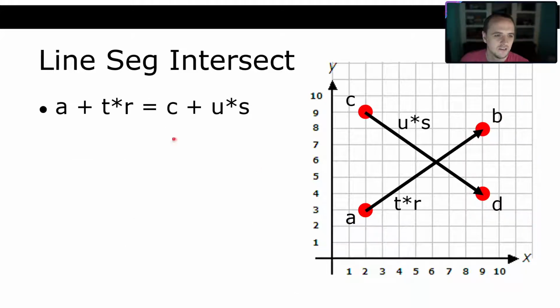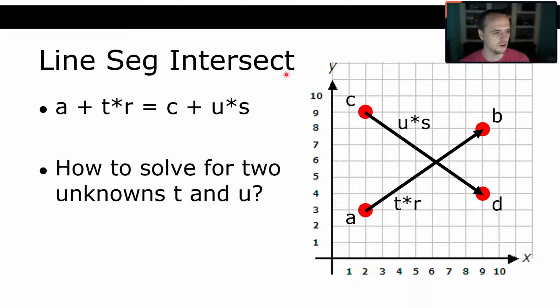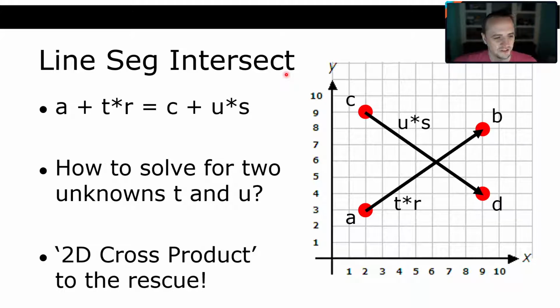So let's take that equation again, but now you're looking for that, and how do we solve for two unknowns? We have two equations and two unknowns. How do we do that? Can we solve that? Anyone out in the chat have any idea? Remember, normally, if we have n equations and n unknowns, we can't solve that system, right? But, okay, spoiler alert, we can solve this system, and the 2D cross product is going to come to the rescue. What in the hell is a 2D cross product?